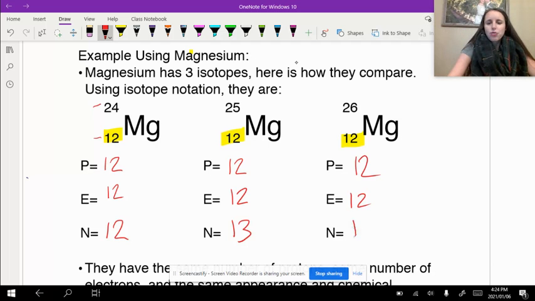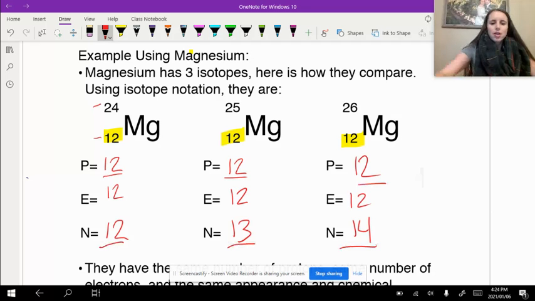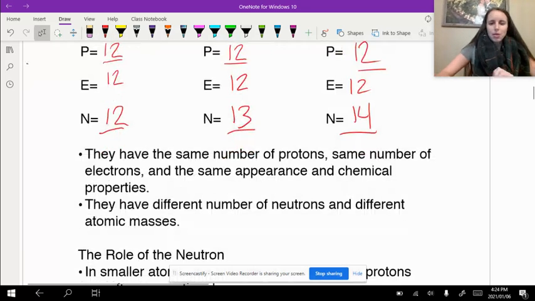So we can see that these are all indeed isotopes of each other. They have the exact same number of protons, but they have different numbers of neutrons. So they have the same number of protons, the same number of electrons, the same appearance, and the same chemical properties. What gives it the appearance and the chemical properties is the number of protons and electrons and the type of bonding. The number of neutrons does not impact the chemical properties at all. The only differences between those isotopes is that they have different numbers of neutrons and they have different atomic masses.